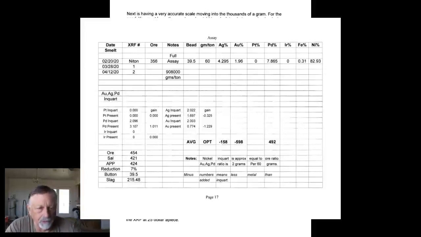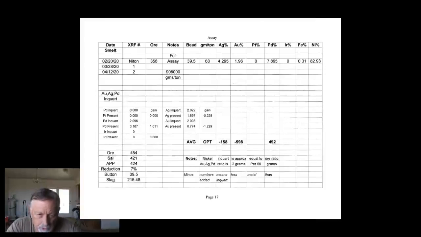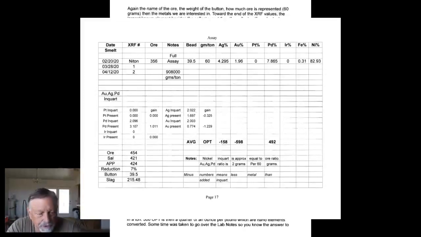Again, the name of the ore, the weight of the button, how much ore is represented, in this case 60 grams, then the metals we are interested in. Toward the end of the XRF values, the largest known element besides the collector, and then the collector. If one had a large amount of lead or cadmium, like 5%, move on to another ore. The refiners do not like those two elements. Going down the page, which elements were used as in-quart besides the nickel? It is noted there: gold, silver, and palladium.